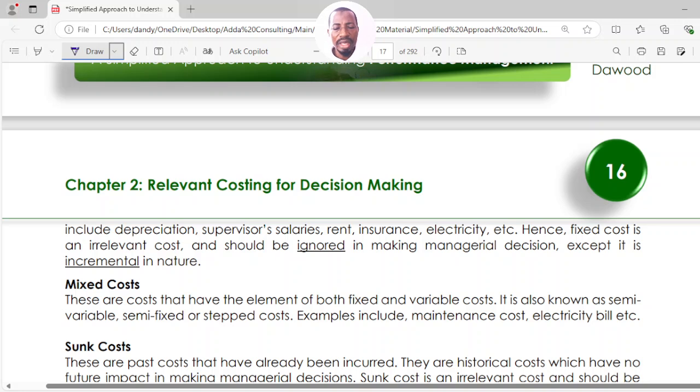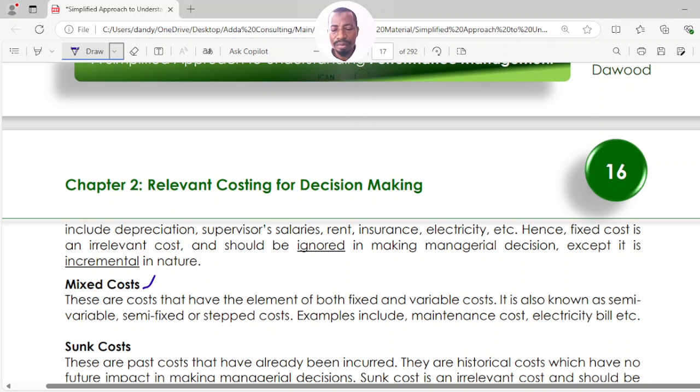All right, then what do you understand by mixed cost? Mixed costs are costs that have the attributes of both fixed and variable costs. Any cost that has the attribute of fixed and variable cost is what is known as the mixed cost. It is also called semi-variable or semi-fixed cost or step cost. Examples include maintenance costs and electricity bill. Some of the maintenance costs could be variable, some of them will be fixed. The same thing applies to electricity. We have a fixed element of the electricity bill, and then we also have the variable element.